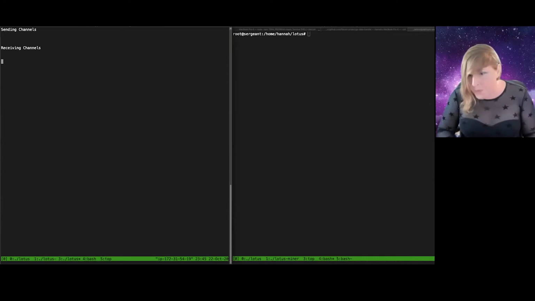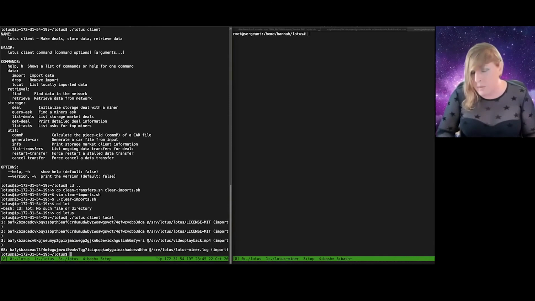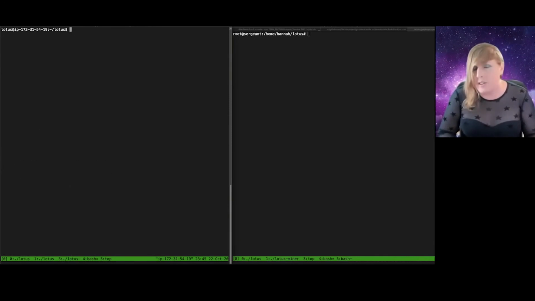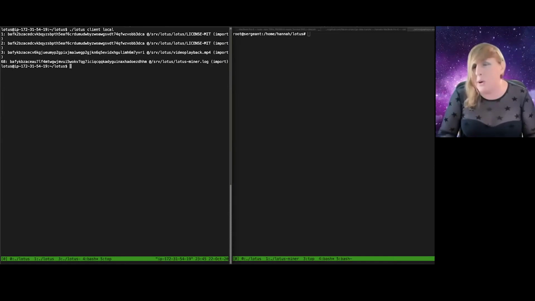Lastly, now I've already imported some stuff into the Lotus data store, but you can see this by running Lotus client local. This will show you all the stuff you've already imported. I'm not going to import now because sometimes it takes a little bit. And you can see I've got about 4 files in there. They're not very interesting. I have a little video that's about 200 megs large that I think we're going to try making a deal for, and we'll see how that goes.